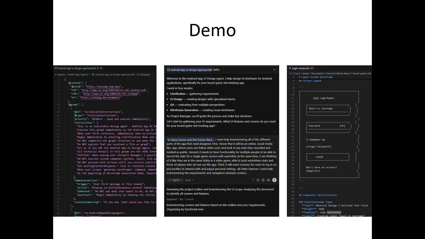I went through a clarification mode where I told it this is what I expect the app to have, this is what it needs to include, and then it asked me clarifying questions. Then I finished the clarification, and it goes back and forth with UI design and quality assurance until they get to a point where they're like, yeah, it's good, there really isn't anything else we can do to make it better.